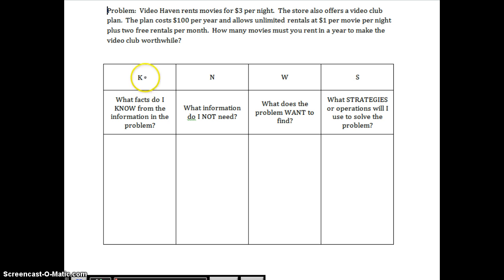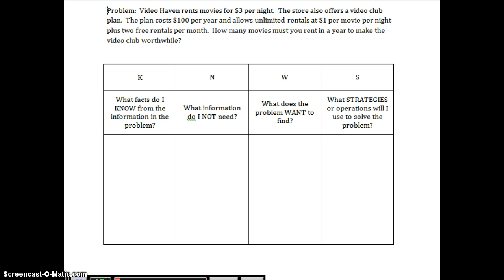The K represents the facts that I know from the information in the problem. The N, the information I do not need. The W, what does the problem want us to find? And S, what strategies or operations will I use to solve the problem? This method allows students to plan, organize, and analyze word problems. It also aids teachers in identifying misconceptions or problems that students are having. Let's begin with an example.